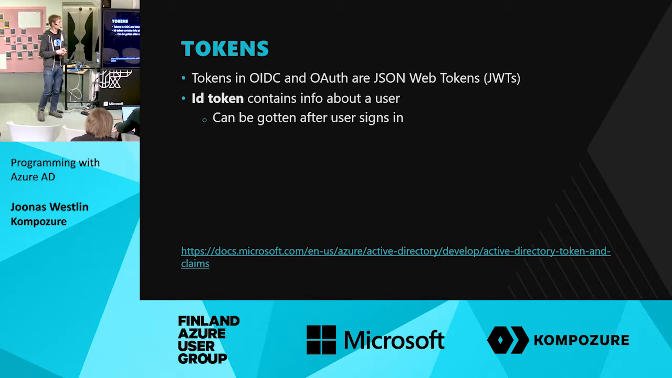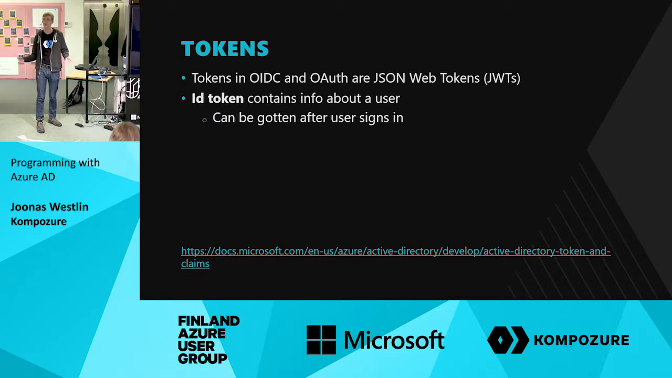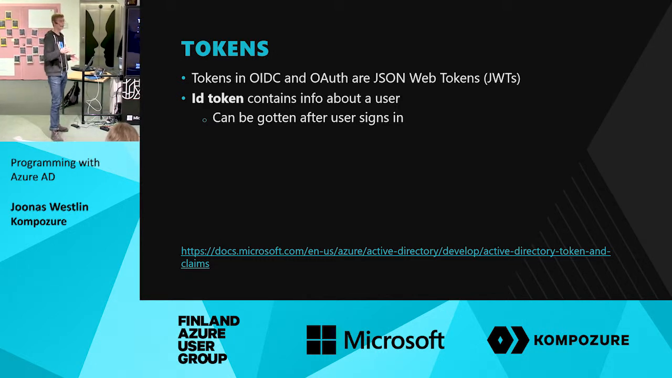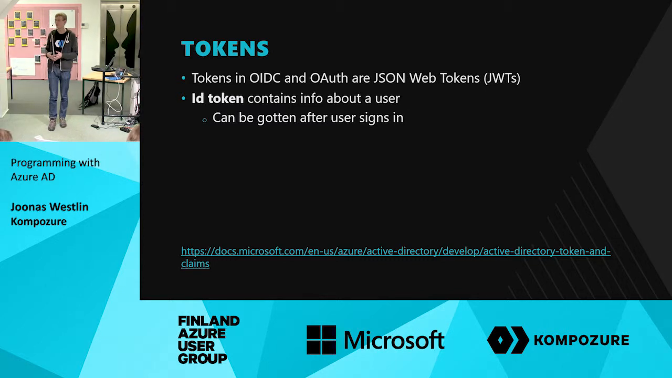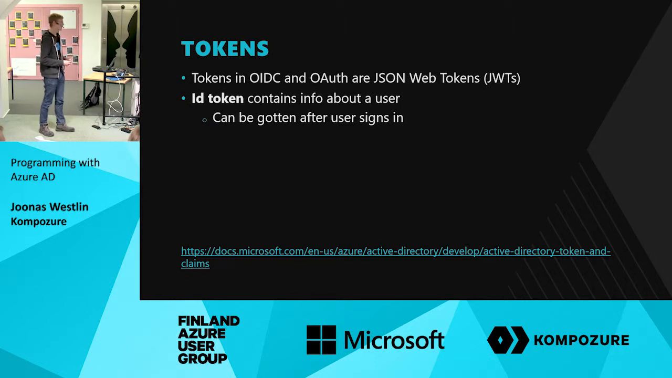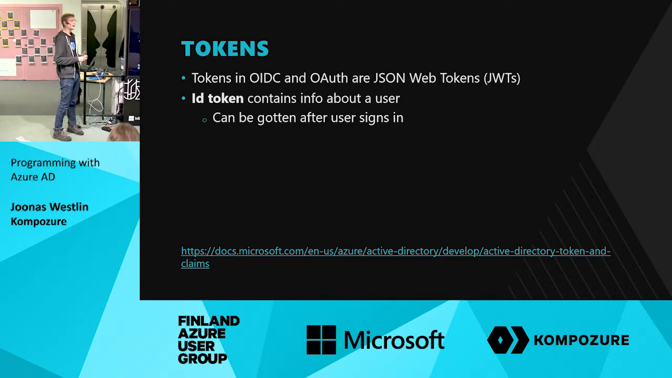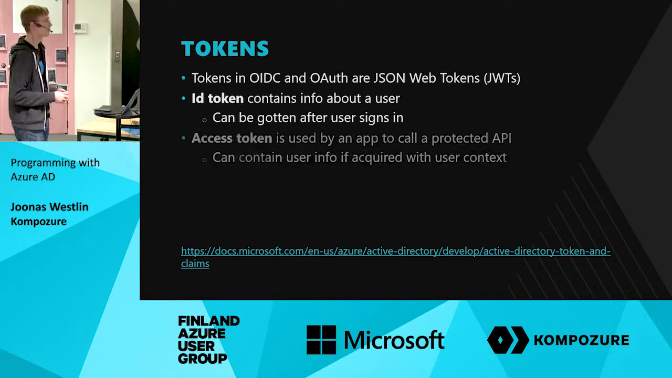So in Azure AD we have two types of tokens. We have ID tokens, which contain some information about the user, like their display name, first name, last name, email, certain small things, and those can be gotten by your app after a user signs in. Then we also have access tokens, and these are used by your app to call an API. So if you want to call Microsoft Graph API, for example, you need an access token. If you want to call another API, you need an access token. And an access token is always only valid for one API. So if you need to call two APIs which are protected by Azure AD, you need two access tokens.